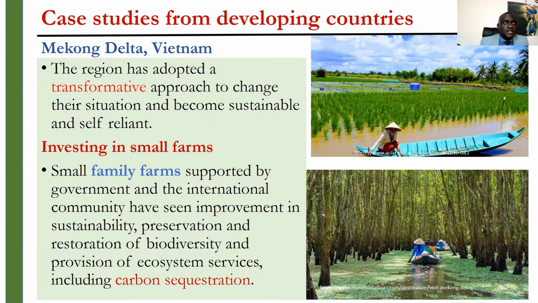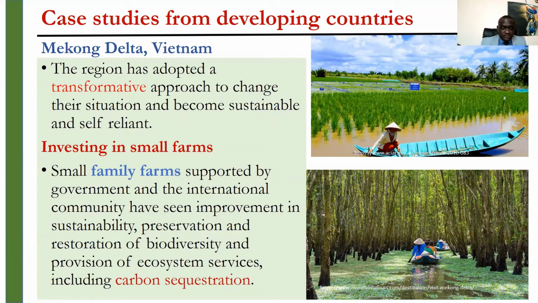So then let's next look at the case studies from developing countries that are comparable to those countries in Africa. And one of those regions is the Mekong Delta in Vietnam. And here the region has adopted a transformative approach to change their situation, which was suffering a lot from intensified agriculture, and become reliable and self-reliant. And what they did was to invest in small farms. So governments and the international organizations invested in small farms to encourage practices that do not damage the environment.